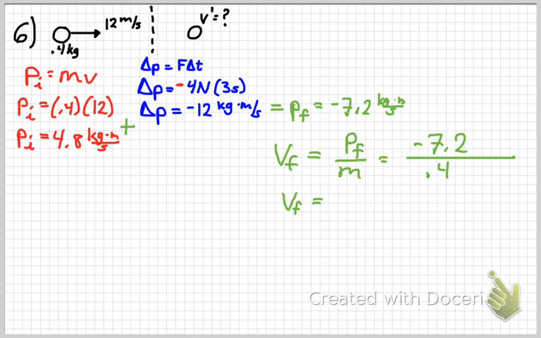Now that I've got the final momentum, all I have to do is divide by the mass to get my final velocity. Notice that your velocity is going to end up being negative since your momentum is negative. So divide negative 7.2 by 0.4 kilograms, and you get a final velocity of negative 18 meters per second. What that means is that when we put a force on this marble, it went from going to the right to now moving to the left.